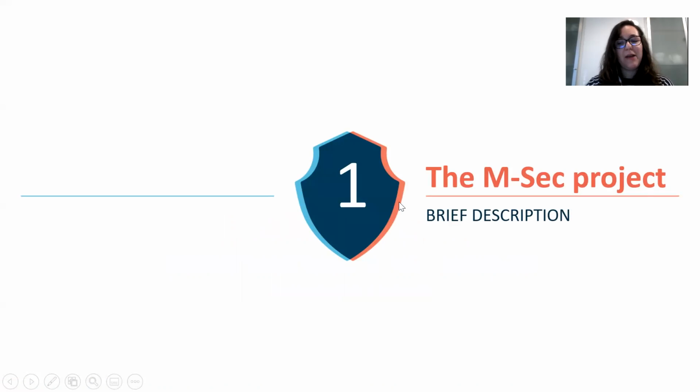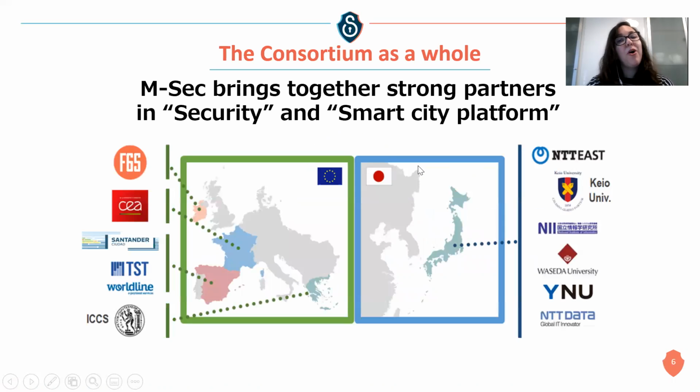So what is the MSec project and what are we aiming for? The MSec project, like I told you before, is an EU-Japan collaborative project that brings together strong partners from both sides, from the industry and the academia, and includes 2 smart cities. These partners have been chosen for their knowledge on data security and smart city platforms, among other important topics for the MSec solution.